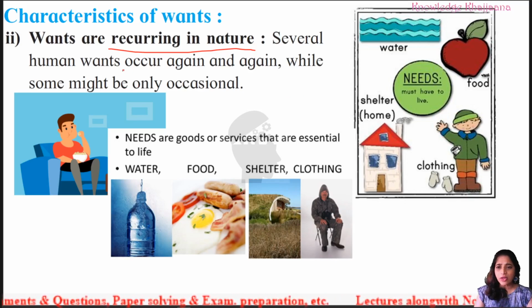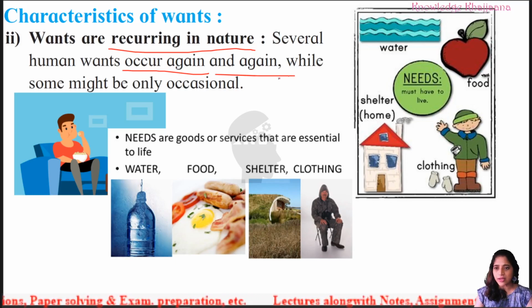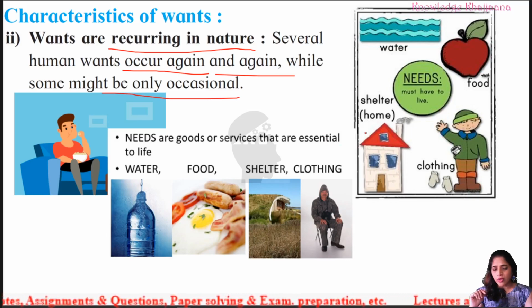Several human wants occur again and again, repeatedly occurring. That is called recurring. Wants are recurring, while some may be occasional. So which wants are recurring in nature? See, the basic necessities of human beings. For example, you drank water in the morning.